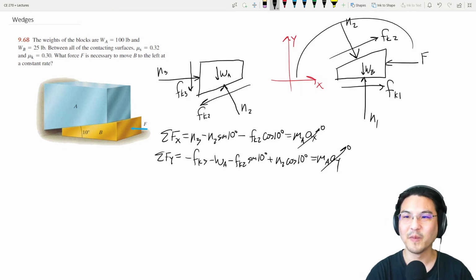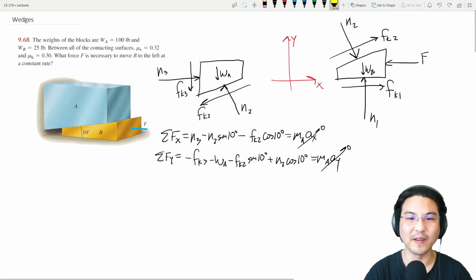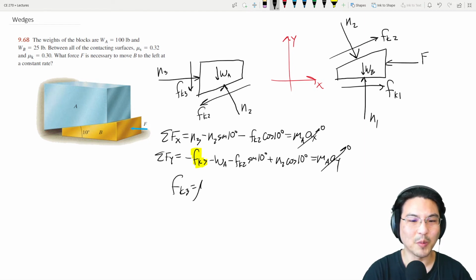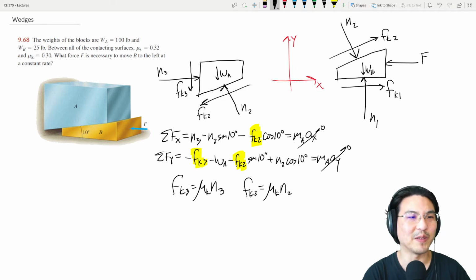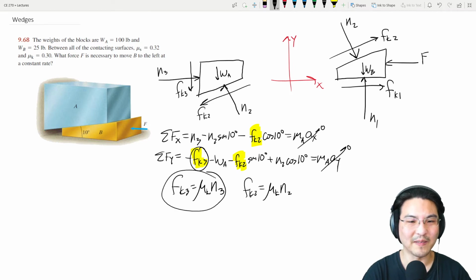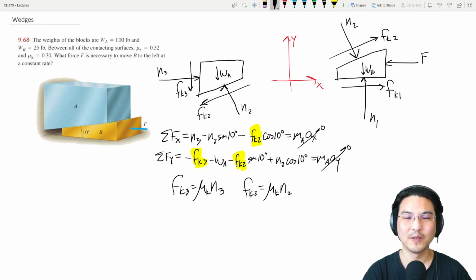Okay, and then you do the same for this free body diagram. And then note that, if you look right here, this FK3 is proportional to normal force 3. And then see FK2 over here is proportional to normal force 2, and we were given the coefficient of friction over here. So you just substitute that here, here and here, and then basically you just have two unknowns, N2 and N3, for these two equations.